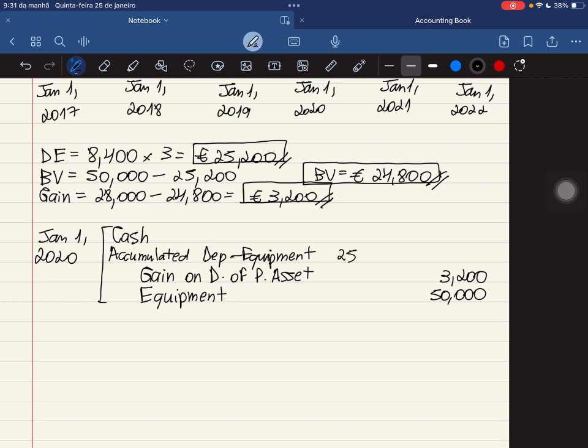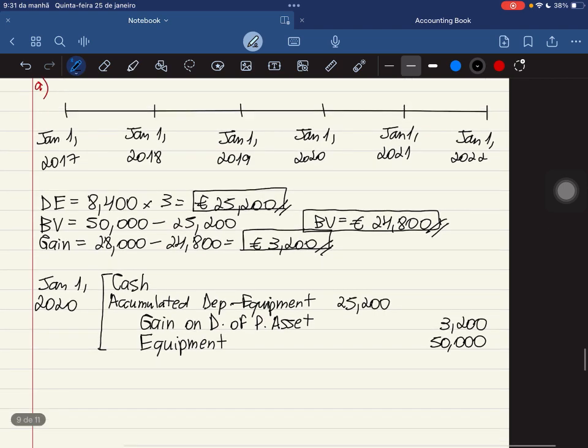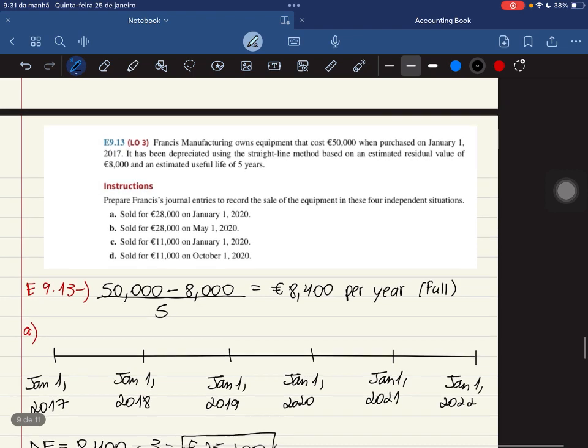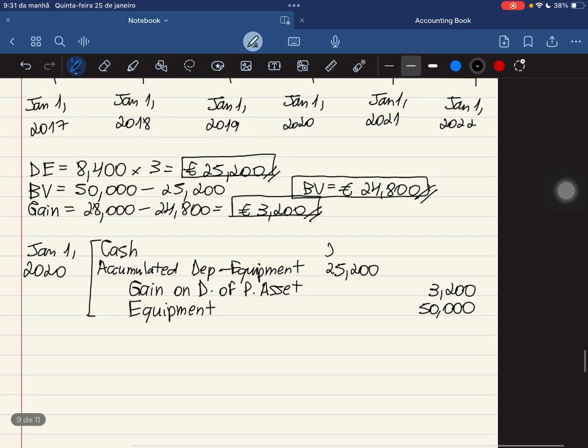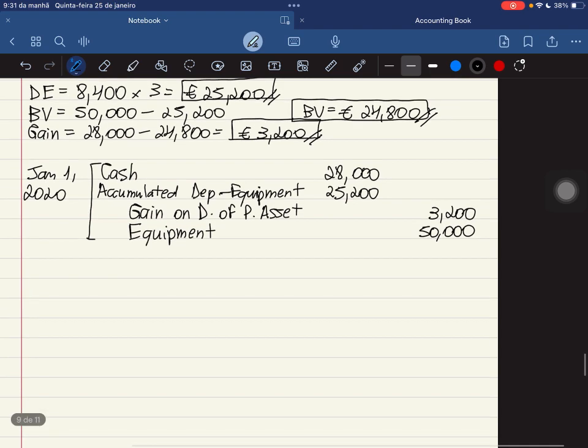The accumulated depreciation, how much was that? 25,200. And the cash, how much did you actually sell it for? You sold for 28,000. So these numbers should be the same. Let me check. Yeah, they are the same. Okay, so that is correct.